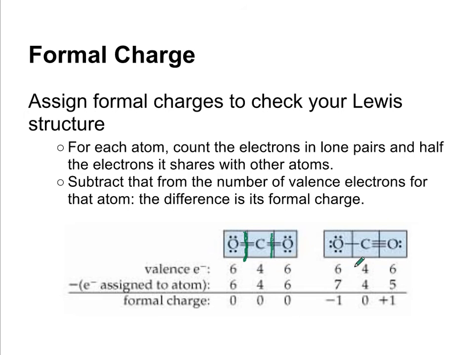Our initial numbers are the same because oxygen always contributes 6 valence electrons, carbon contributes 4, but the oxygen atoms are different. The oxygen on the left has 7 electrons assigned to it, and the oxygen on the right only has 5, 2 unshared electrons and 3 from bonds. When you subtract those, you end up with a formal charge of -1 on the left side and +1 on the right side. The correct Lewis structure is the one that has the formal charges at 0 or as close to 0 as possible.